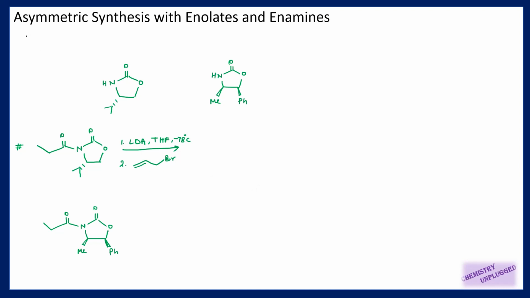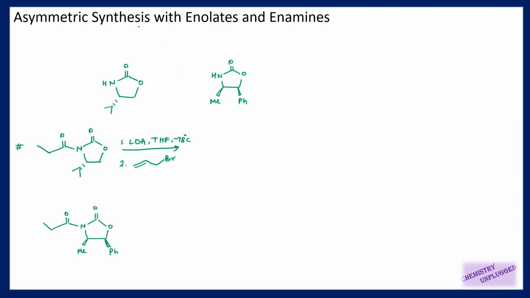Then next and the second important thing about this chapter is asymmetric synthesis with enolates and enamines. So if you have studied asymmetric synthesis previously, or you have seen my video on asymmetric synthesis, then this part is very easy for you. Otherwise you will have some problems. So I would suggest that first you watch my videos on asymmetric synthesis, or you can study from any other source, then you can watch this part, right?